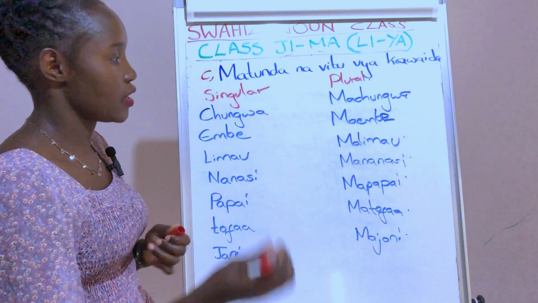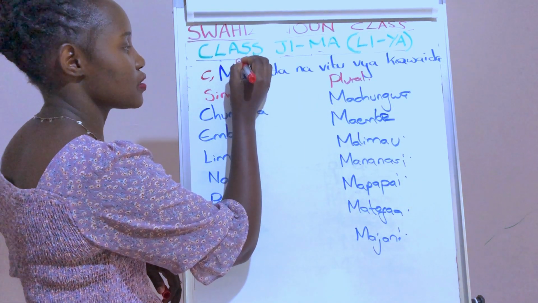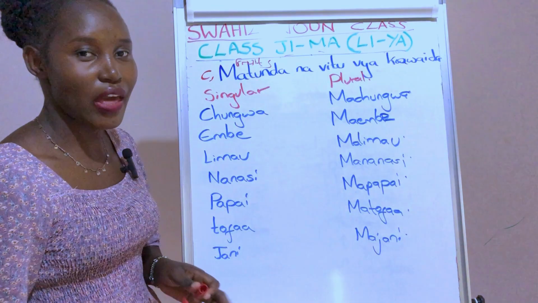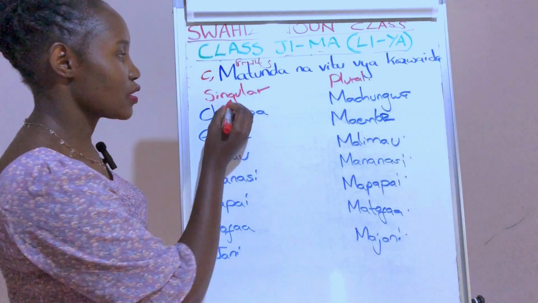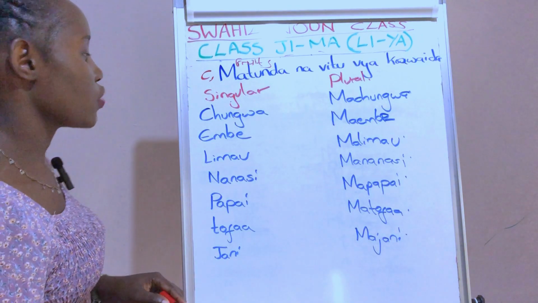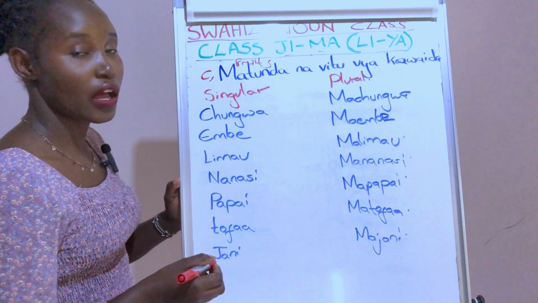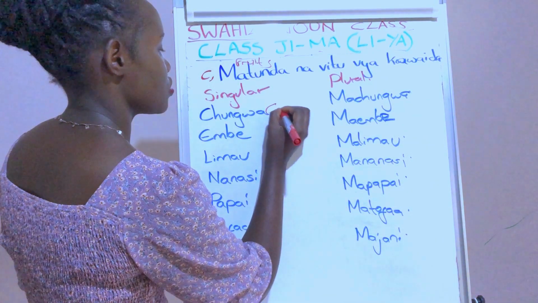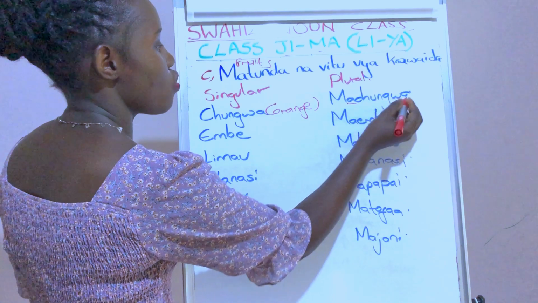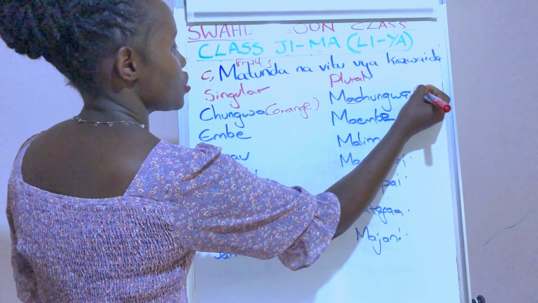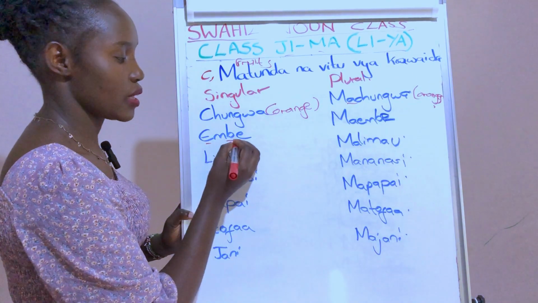These are fruits. Matunda, they are fruits. So fruits and other normal things. You have them in singular and in plural as well. So the first one we have here, chungwa. Chungwa, this is an orange. In plural we say machungwa. Machungwa for oranges.